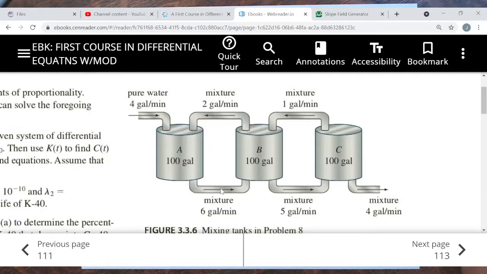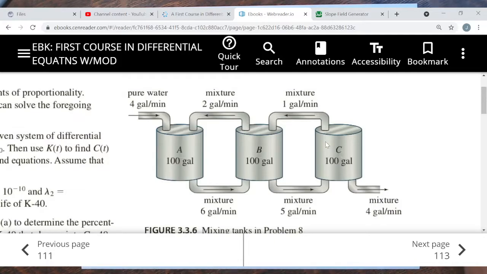And then being pumped out of tank A is the mixture from tank A, and that's being pumped out at 6 gallons per minute, which is then being pumped in to tank B at the same rate, at 6 gallons per minute. So tank B, you have this mixture from tank A being pumped in to tank B at 6 gallons per minute. You also have the mixture from tank C being pumped into tank B at 1 gallon per minute up here. Then you have the mixture from tank B being pumped into tank C at 5 gallons per minute, and that's being pumped out of tank B and into tank C.